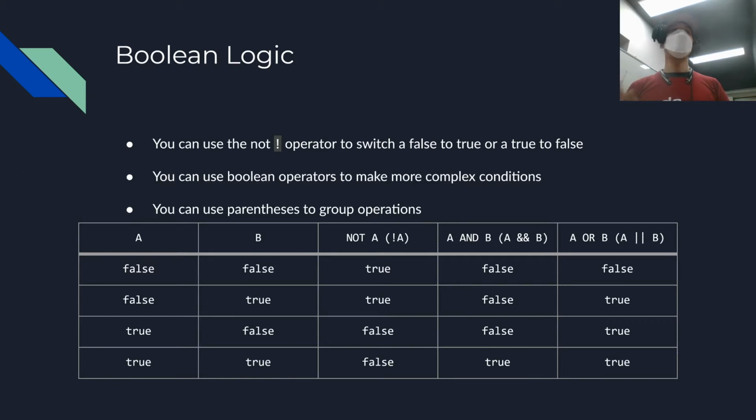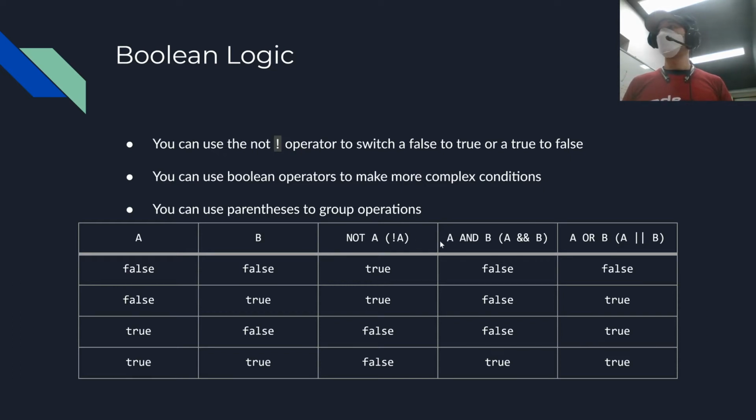This looks a little scary. I promise you it's not. Okay. We mentioned the not operator already. But you can use other Boolean operators to make more complex conditions. For example, you can put multiple conditions together. So if I have A, right? Let's say that A is some variable that has false stored inside of it. Okay. And let's say B has some variable that stores false inside of it. Okay. If I do not A, what do I get?